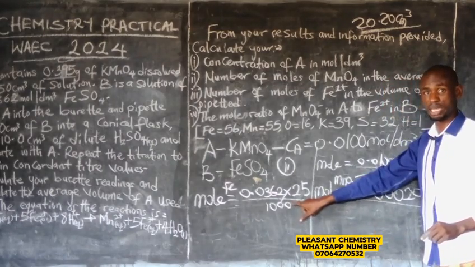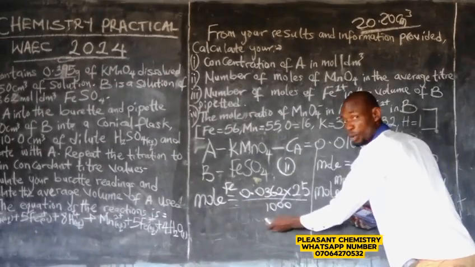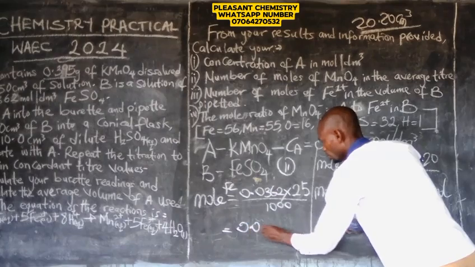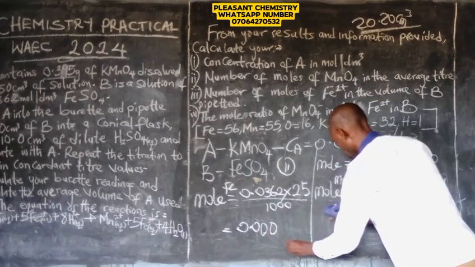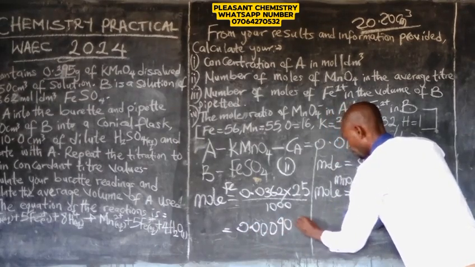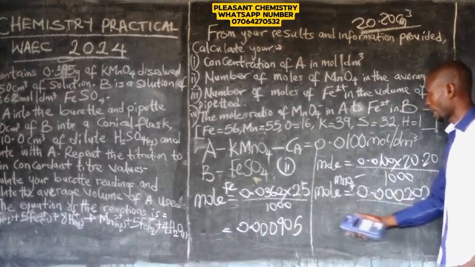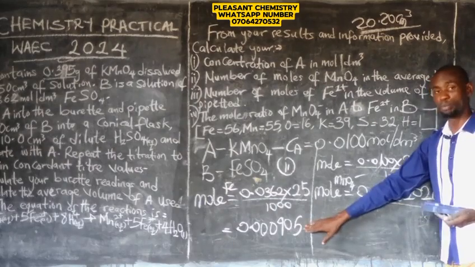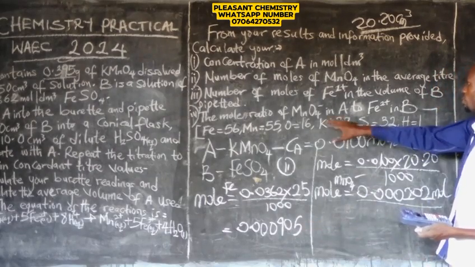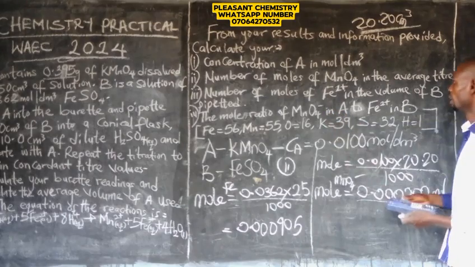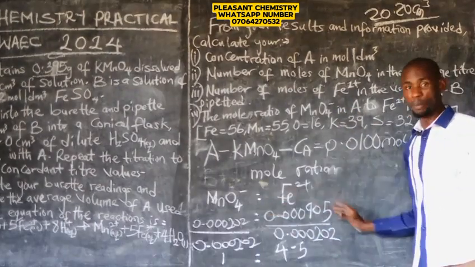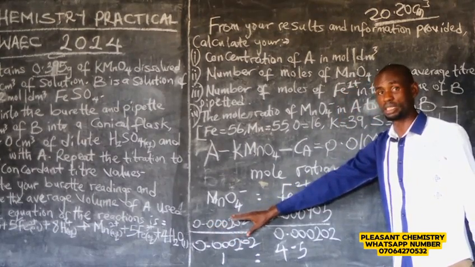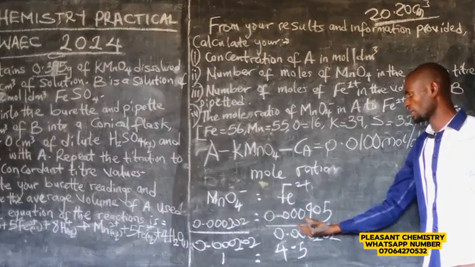Let's press our calculator to determine our final answer here. Our mole here is now what? Our mole is equal to 0.000905. So that's our mole for iron. We've calculated the mole for MnO4, we've calculated the mole for iron. Right now, the last question asks us to calculate the mole ratio. Our mole ratio is now 0.00. This is the mole ratio of the KMnO4, and then this is the mole ratio of the iron 2.